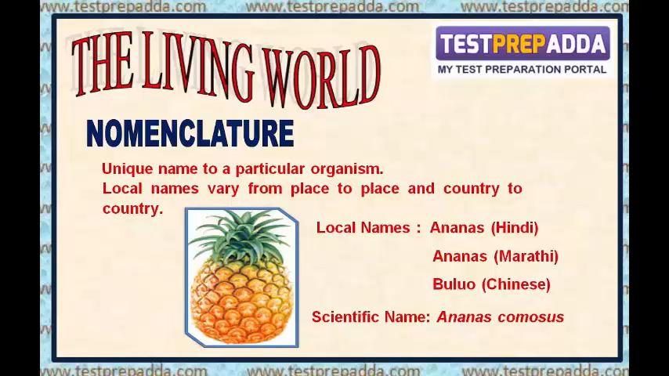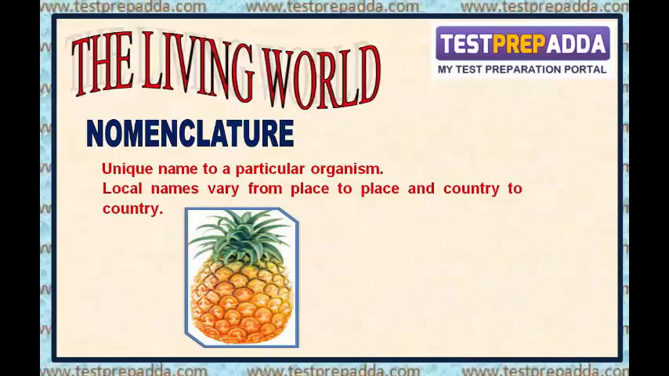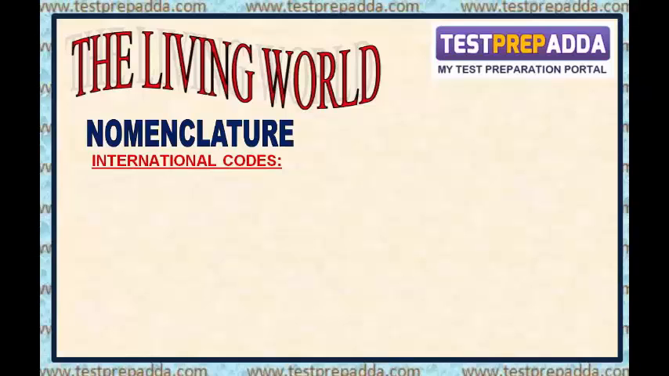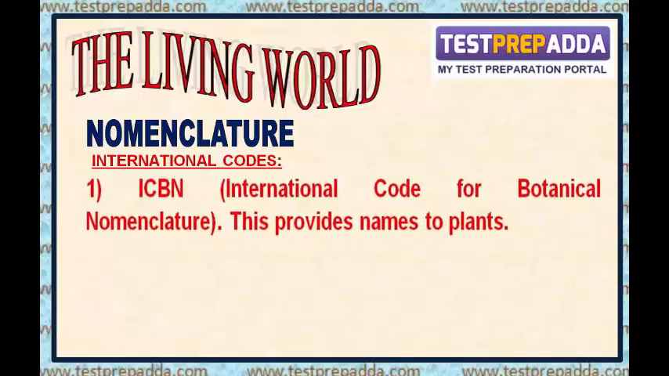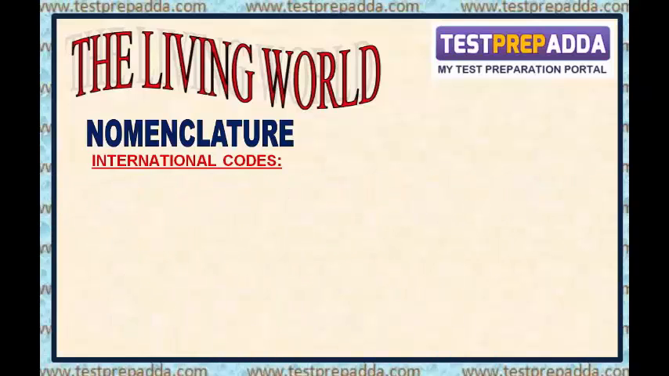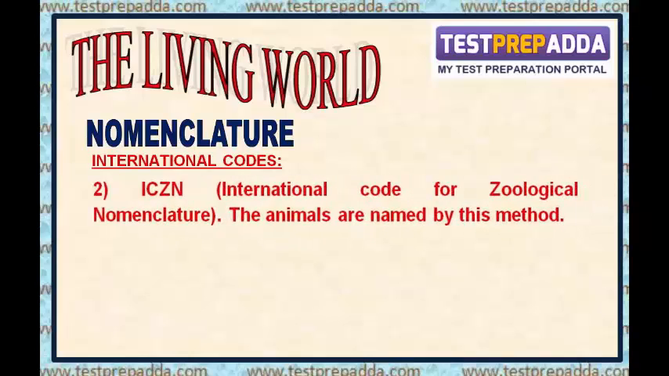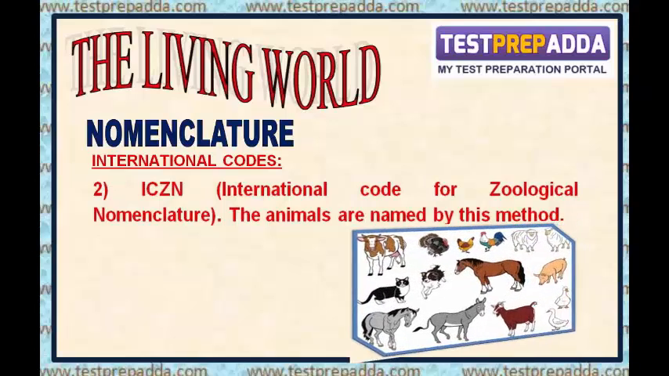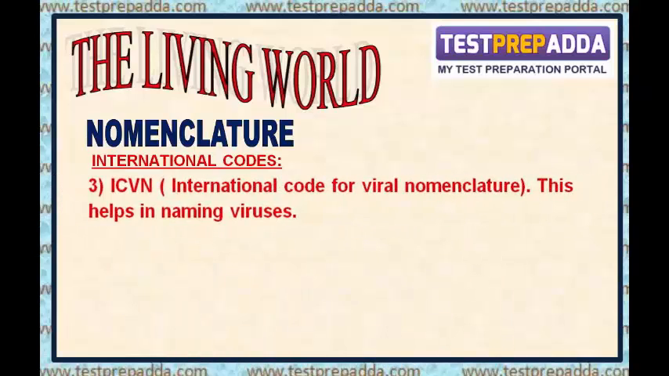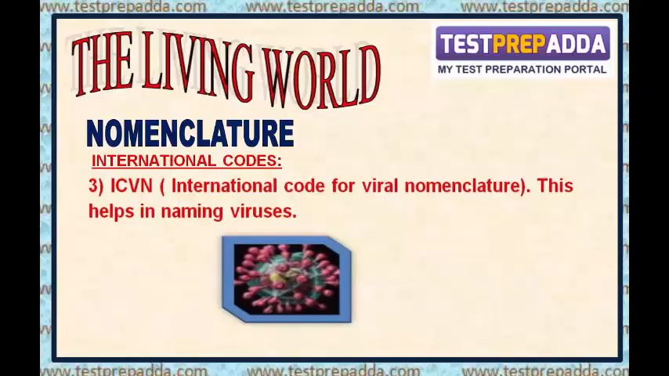Nomenclature is only possible when the organism is described correctly. This is based on agreed principles and criteria through established international codes. International codes are: number 1, ICBN. It means International Code for Botanical Nomenclature. This provides names to plants. Number 2, ICZN. It means International Code for Zoological Nomenclature. The animals are named by this method. Number 3, ICVN. International Code for Viral Nomenclature. This helps in naming virus.